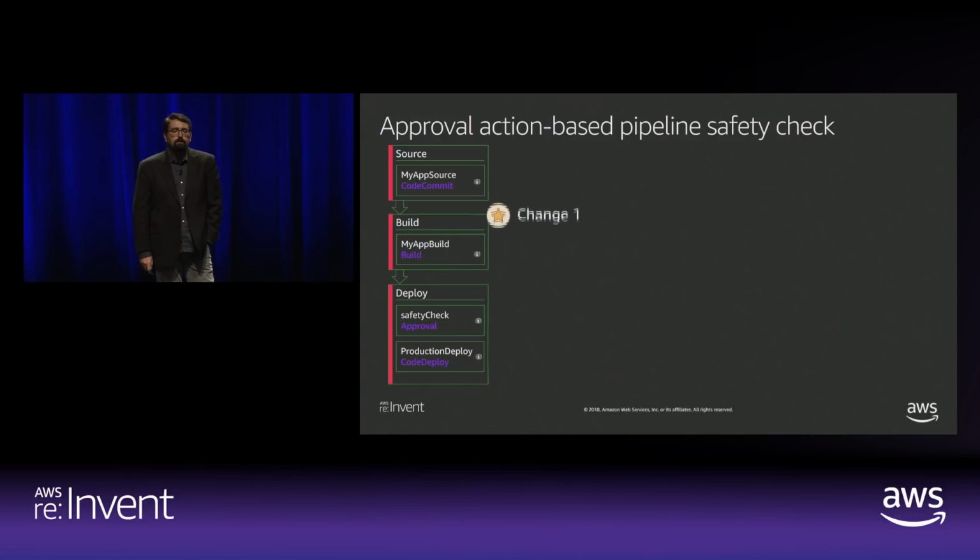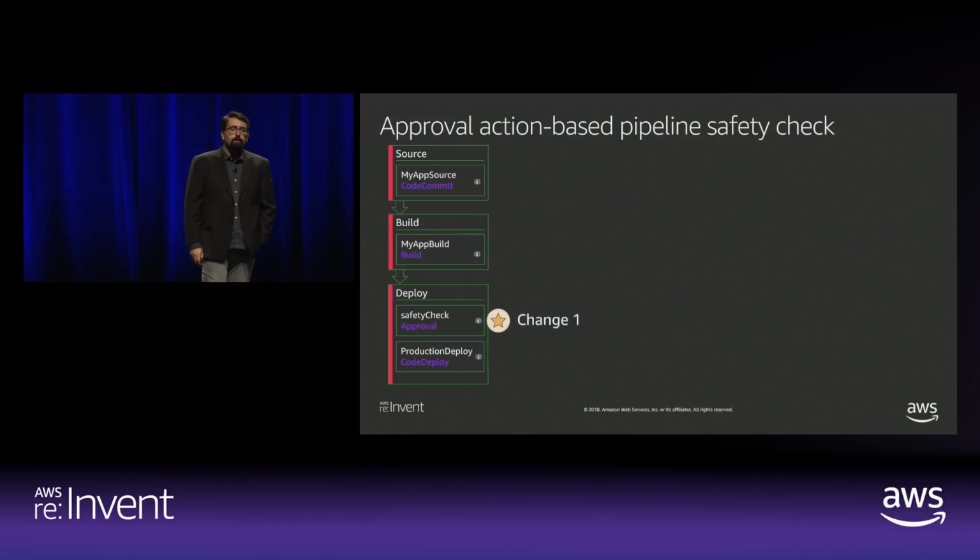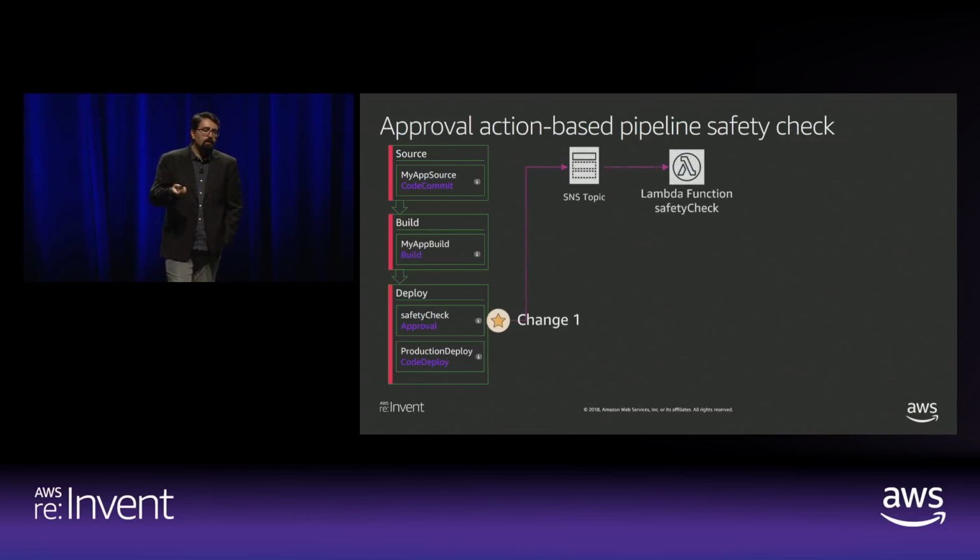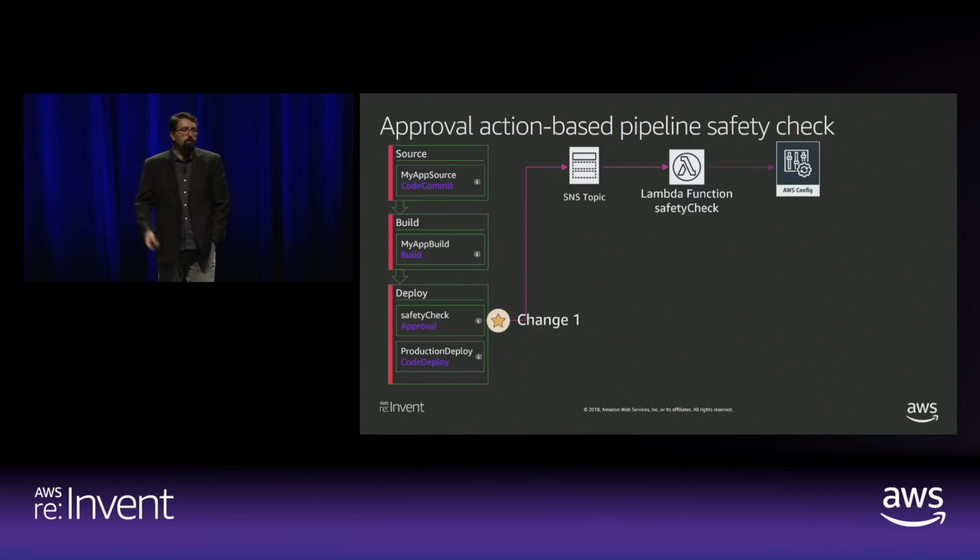So the idea here is as you have a change go through the pipeline, once it hits that safety check, it'll call out using an SNS topic via that approval action, which will then go through Lambda to validate through AWS Config, where you've got your pipeline config rules set up, whether that's valid or not. If it comes back as passed, that approval gate is passed, and now you can release to production.